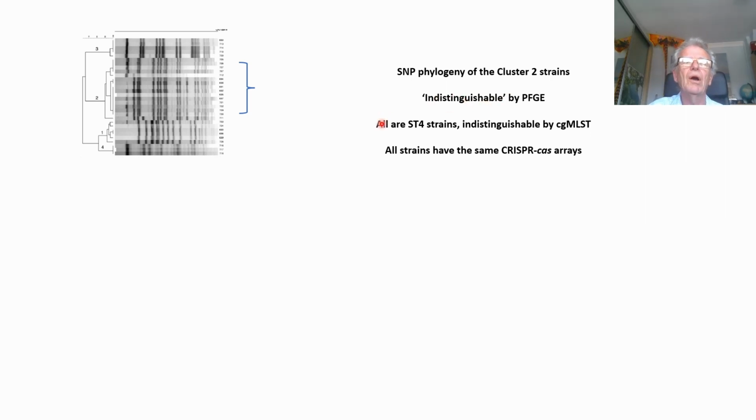All those strains are ST4s by 7 loci. In actual fact, they're indistinguishable when you do 1,800 odd loci. Again, they're still indistinguishable. And they all had the same CRISPR-Cas timeline of being exposed to phage. So they're incredibly similar to each other.